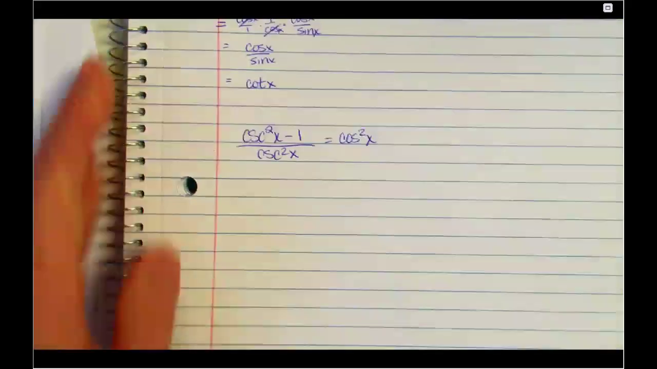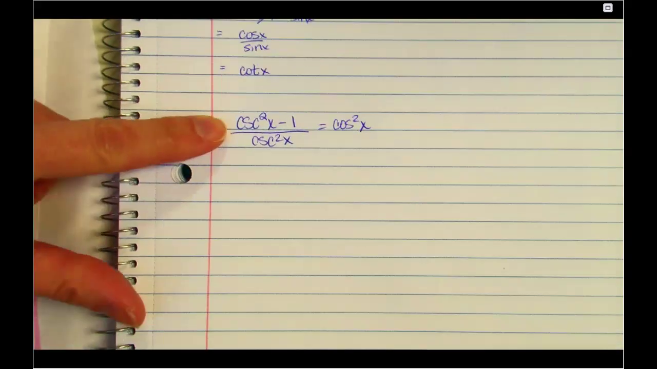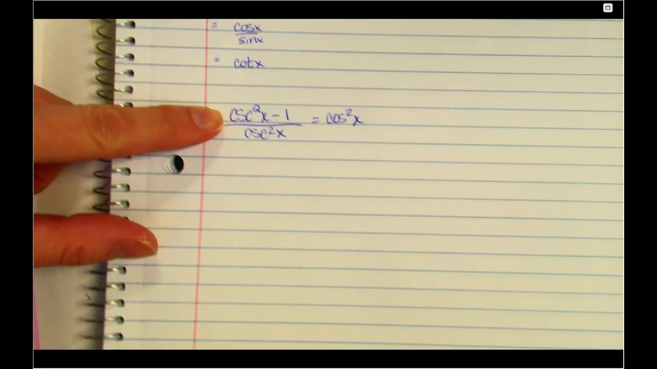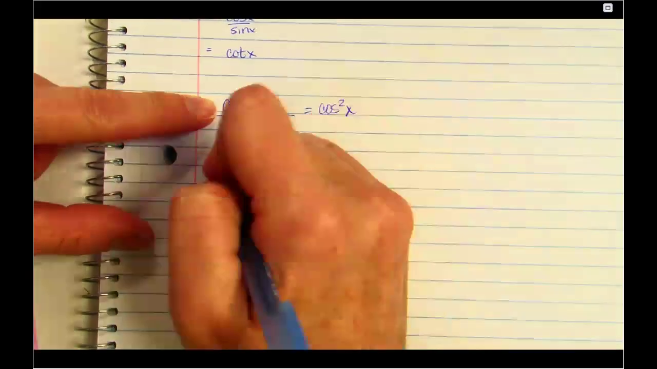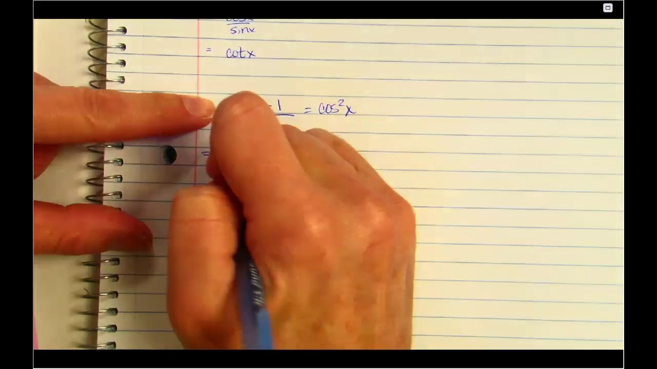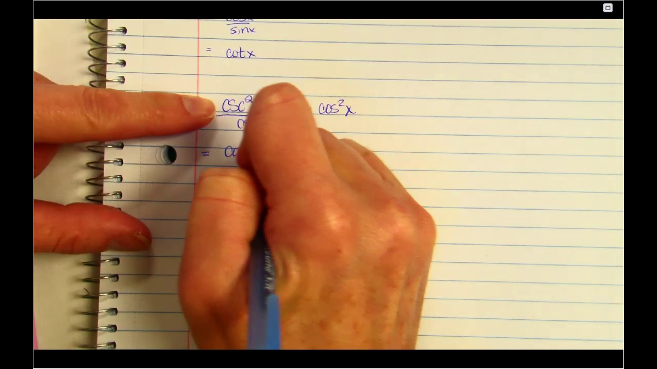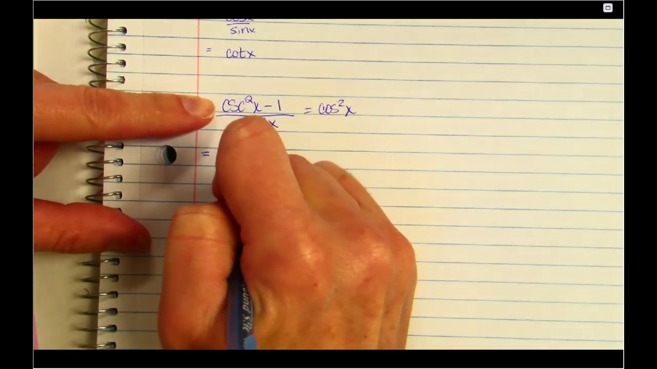And I have cotangent over cosecant. Okay. Wait a second. So, cosecant squared minus 1 is what? Cotangent squared. Oh, I got it. Cotangent squared. Cosecant is cosecant.